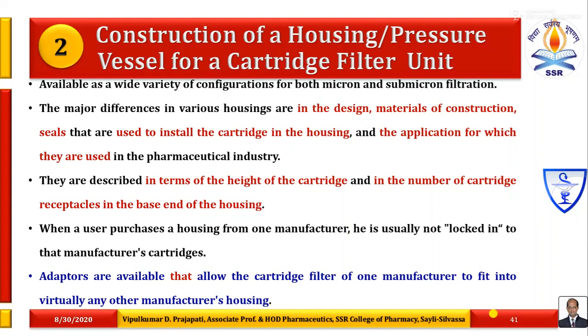So a number of types of adapters are available as separate accessories, so that they can be used for fixing the available cartridge in the available manufacturer's housing. So the housing may be of any manufacturer and the cartridge may be of another manufacturer, so that can be fixed with the help of the purchased type of adapters.